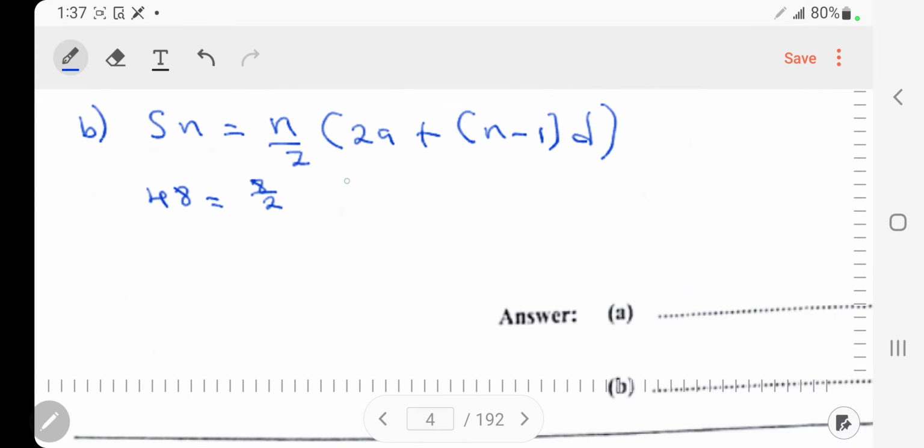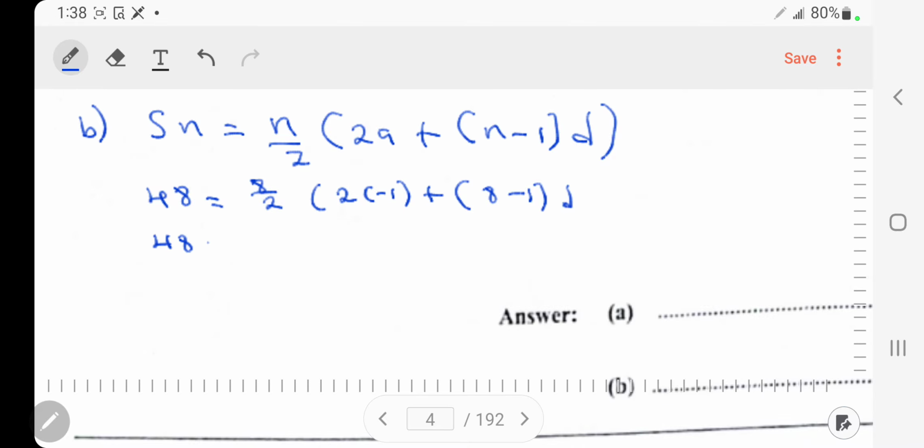So 8 over 2, then open brackets, we have 2 times a. Our a was found to be negative 1. Then plus, what is our n? Our n is equal to, we have 8 terms, so it will be 8 minus 1, then by d, like that.